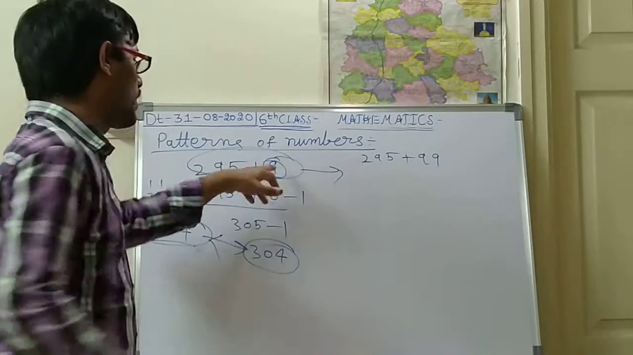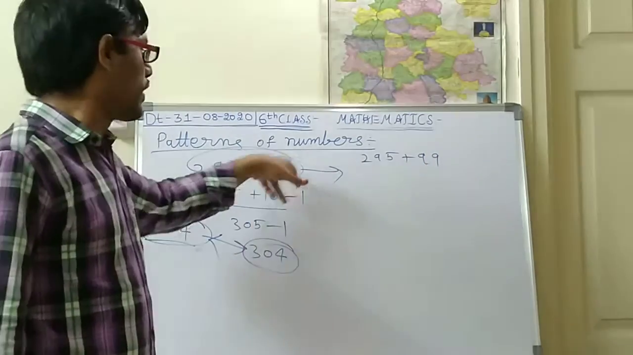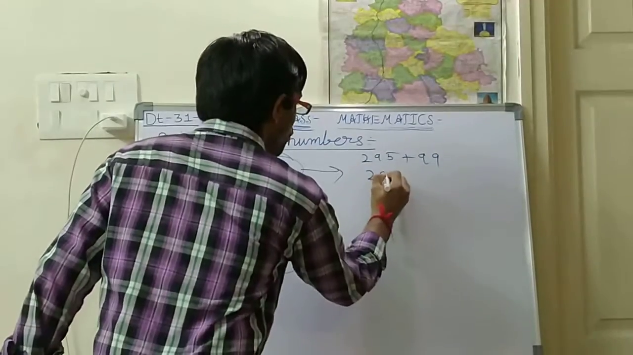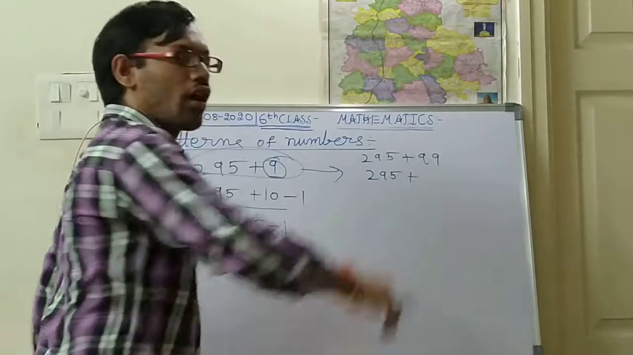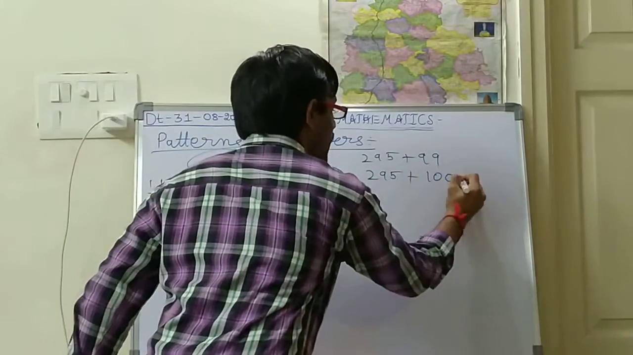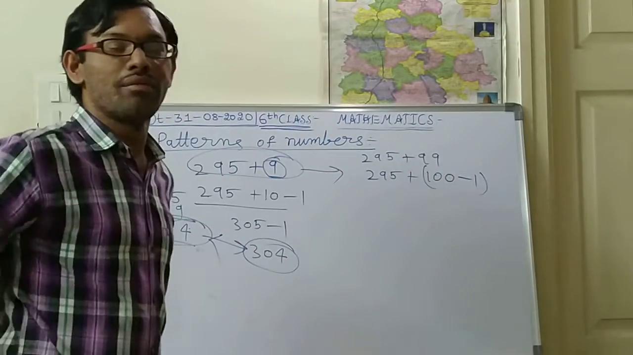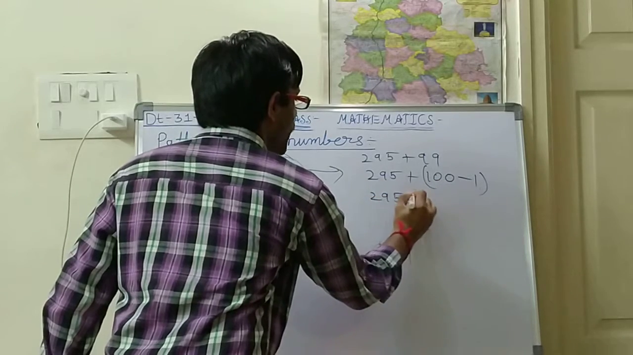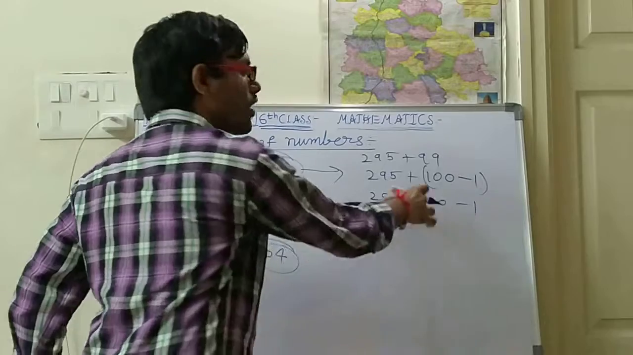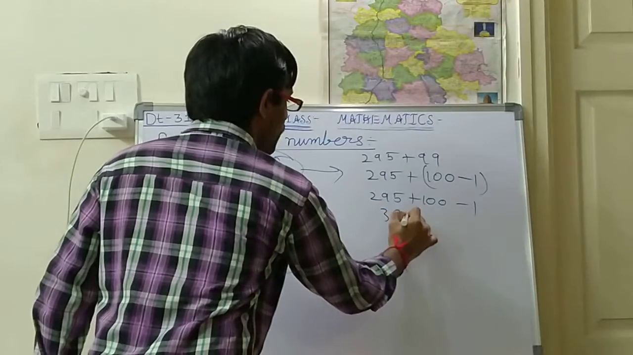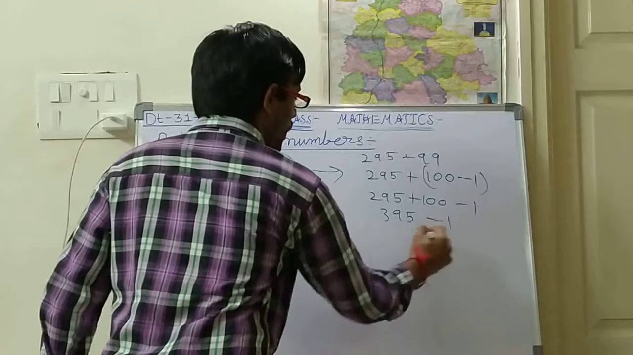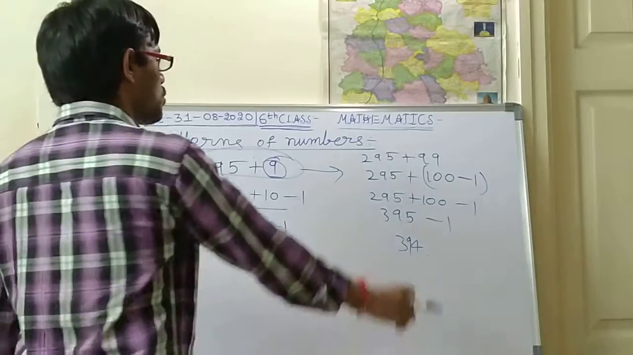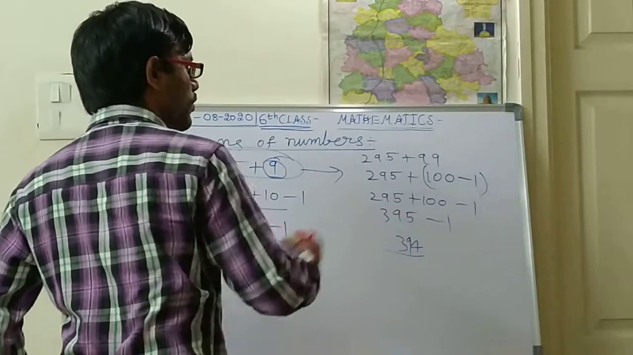Here we have done with the greatest single digit number. Now we are doing with the greatest double digit number. How can you do it? So 295 plus 99, how can you write? You can write 99 as 100 minus 1. So 295 plus 100 minus 1. 295 plus 100 is 395. Now 395 minus 1 is 394. Okay, so 295 plus 99. You can check, and you will get the same result.